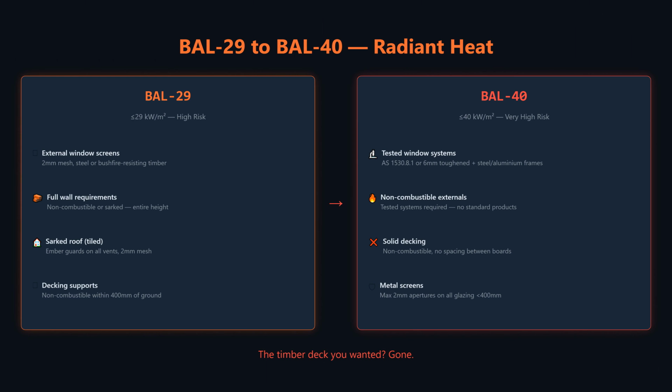BAL-40 pushes further. Windows must comply with AS 1530.8.1 testing, or use steel or aluminum frames with 6 mm toughened safety glass. External elements must be tested systems. You can't just specify standard products anymore.